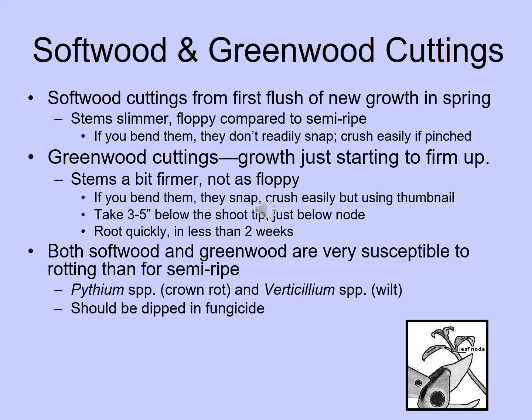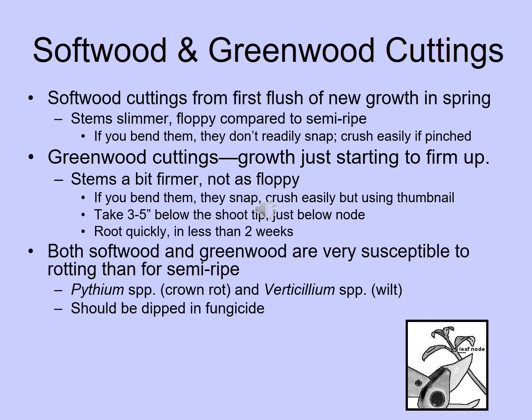Softwood cuttings are taken from the first flush of new growth in the spring. The stems are slimmer and kind of floppy compared to semi-ripe. If you bend them, they don't really snap because they just don't have any hard tissues in there to break. You can crush them easily if pinched.